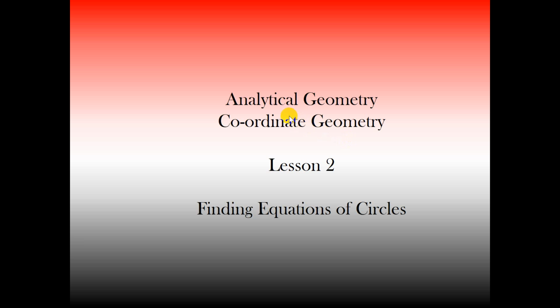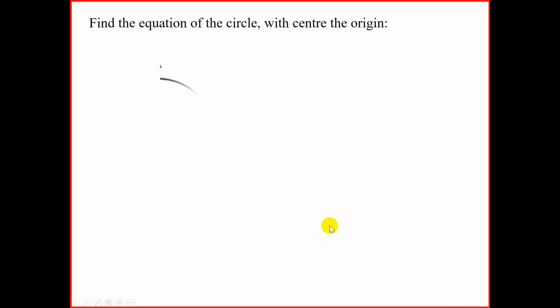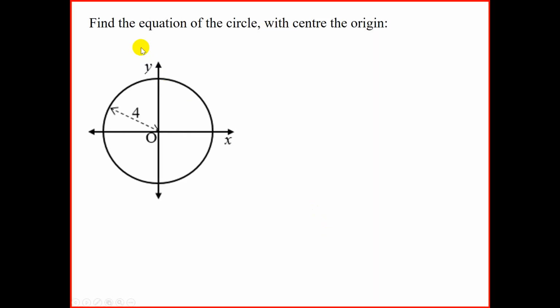Hi, welcome to our second video on analytical geometry, lesson 2, finding equations of circles. We're going to find the equation of a circle with center the origin. If we look at our diagram, firstly, the center is (0, 0), and we have a radius of 4.